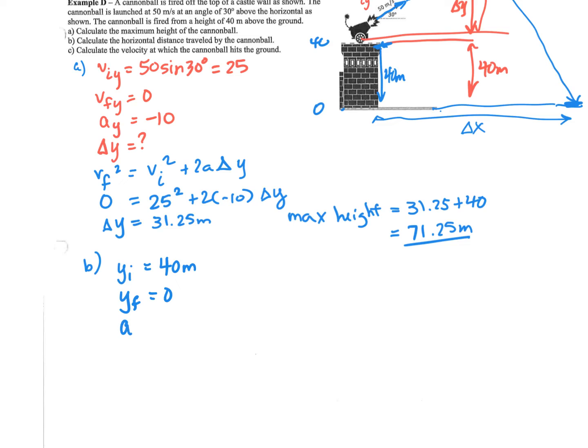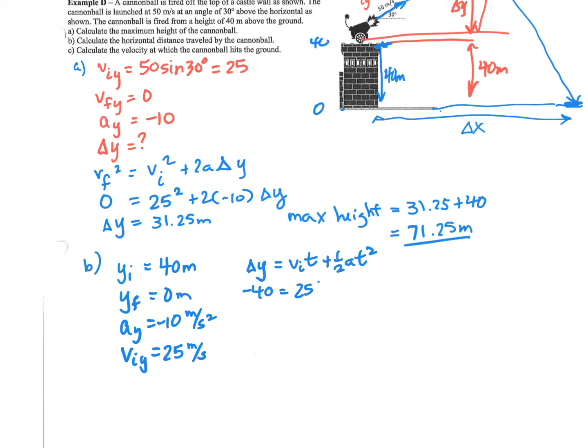All right, we know a sub y is equal to negative 10, and the velocity initial of y is going to be 25. We found that earlier. This is meters per second, this is meters per second squared, and this is meters. So we're going to do what? Time. So delta y, which is this time negative 40, is equal to v initial t plus 1/2 a t squared. So v initial is 25 times t plus 1/2 times negative 10 times t squared. That gives me negative 40 equals 25t minus 5t squared.